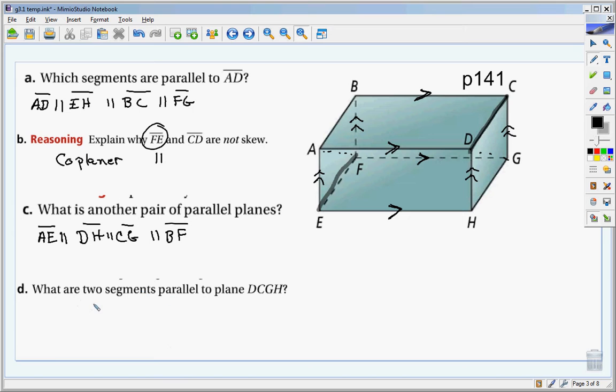What are... It says parallel planes, not parallel lines. Oh, I'm sorry. You're right. It says name another pair of parallel planes. I named lines. Very good. That's what happens when you don't read well, huh? Parallel planes. A, B, C, D. What's parallel to it? E, F, G, H.